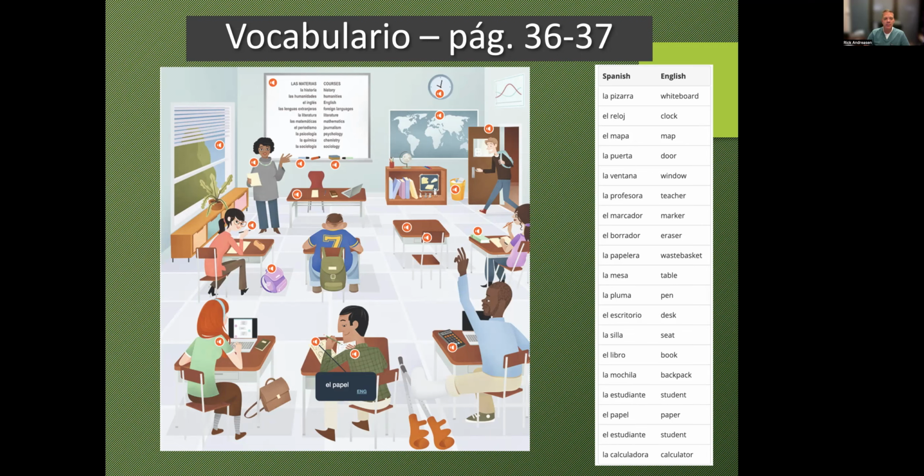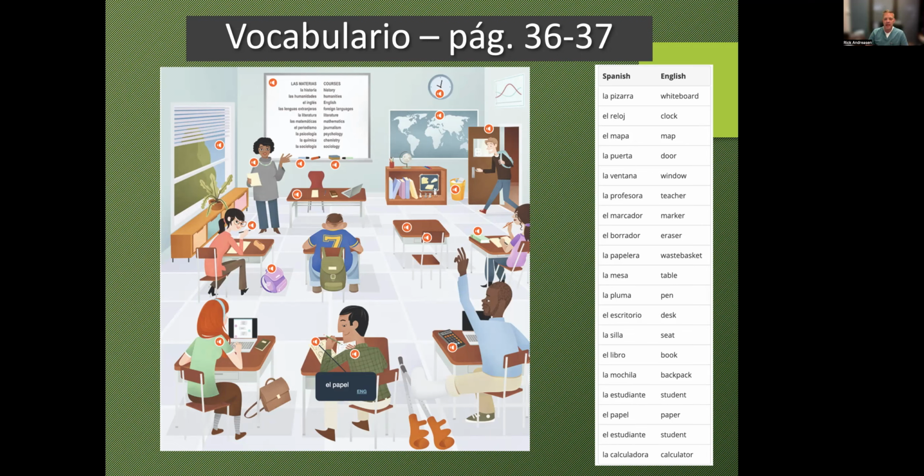La puerta. La ventana. La profesora. El marcador. Okay, this word for just a marker, a highlighter, any kind of magic marker type of thing is a marcador. El borrador. That's an eraser. And the word for to erase, the verb, is borrar. So borrador means a thing that erases.